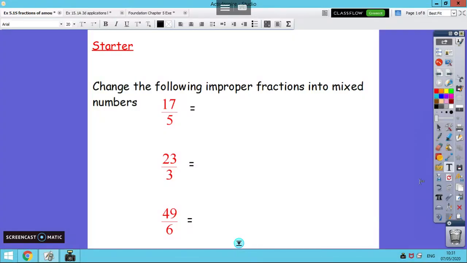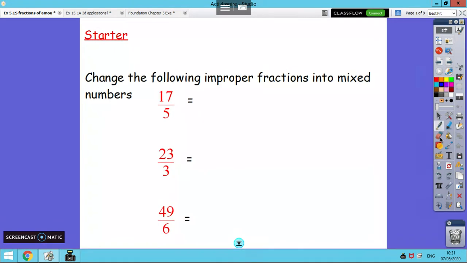Good morning, Year 9. Today's lesson is on fractions of amounts. So finding a fraction of a quantity is also what it's called. So change the numbers. This is your starter. Change the following improper fractions into mixed numbers.